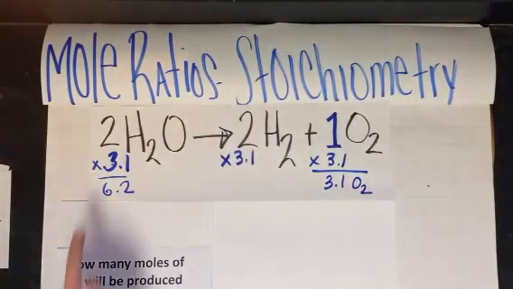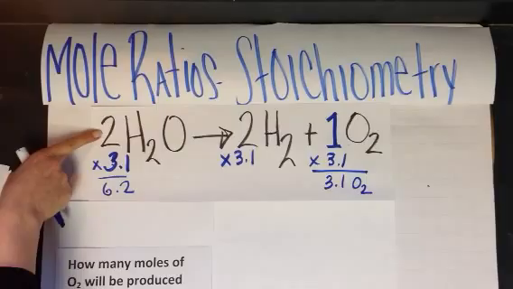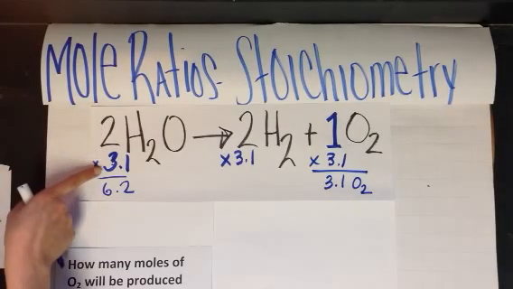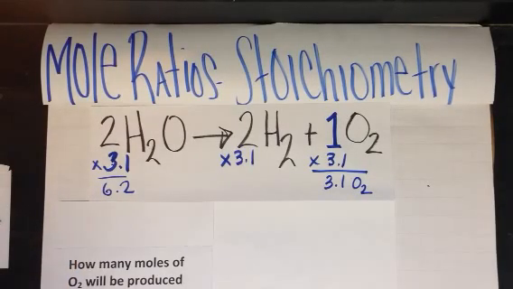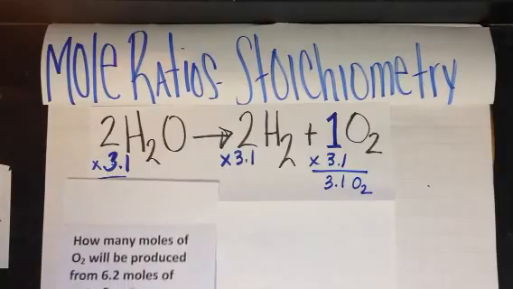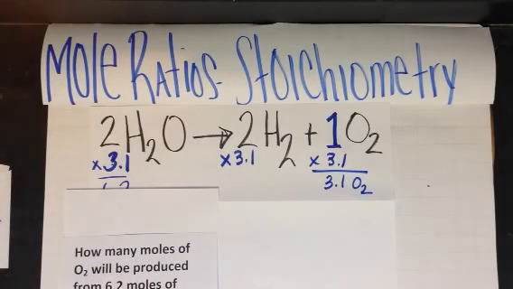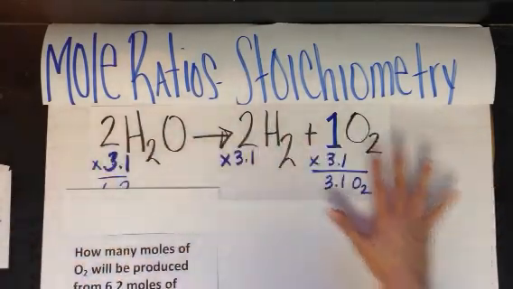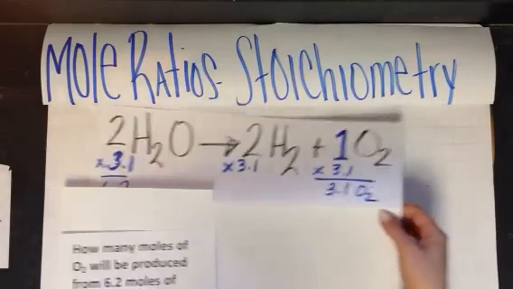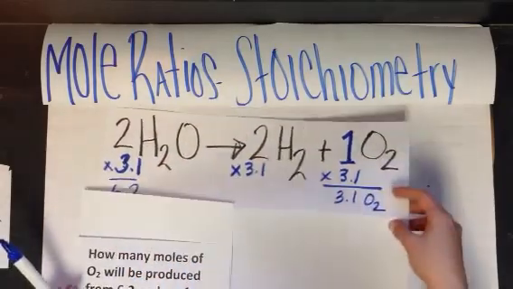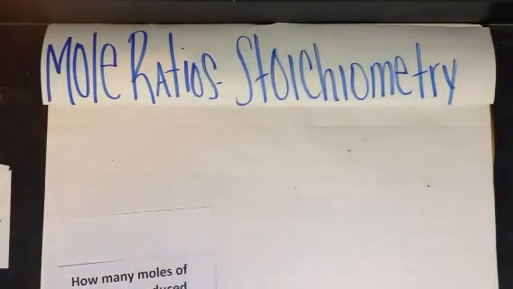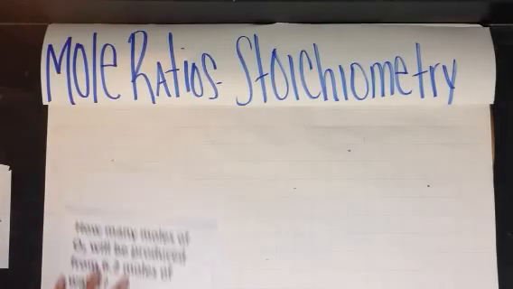right? Because if I normally started with 2, then 2 times 3.1 gives me what I really want to start off with, which is 6.2 moles of water. Okay? Now, this is just my formula way of saying it, my recipe way. This is not how we're going to really do it in class. What we're going to do is set up dimensional analysis. So let's take a look at how we would do that.